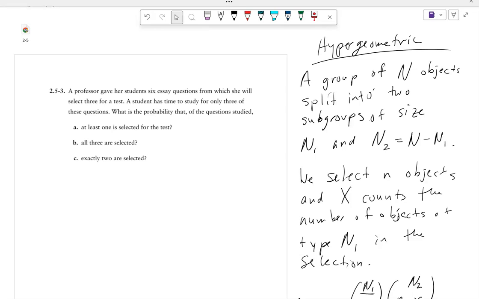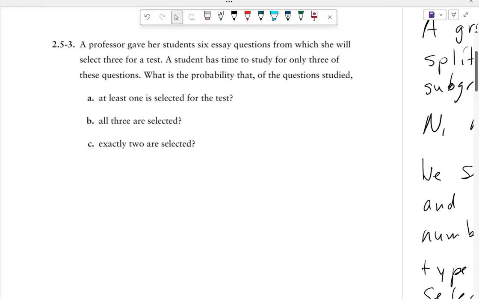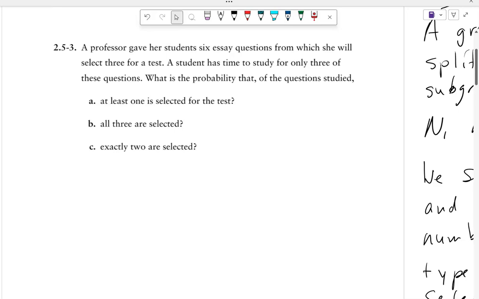All right. You can always make note cards. Have the name of the distribution on it, and then you just say, okay, what is the PMF? What's the mean? What's the variance? What's the moment generating function? This one you're not going to have to know the moment generating function for, because it would be nasty. All right. Let's see if we can do a problem here.